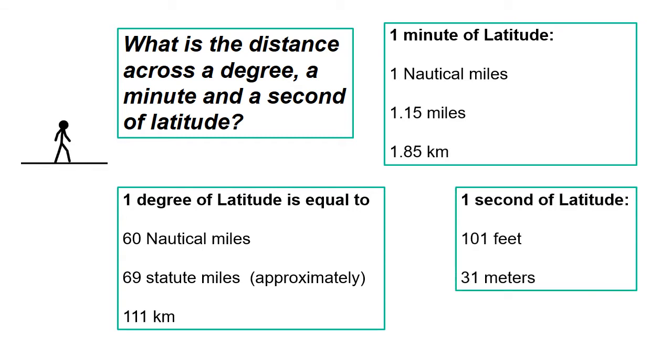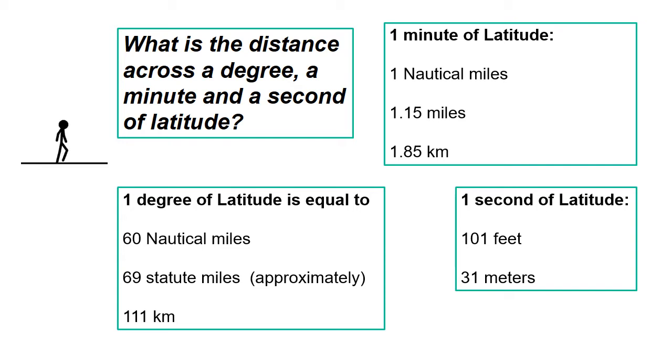The next thing that we're going to discuss is, well, how far is it across a degree of latitude? If you were to walk from the 35th parallel, which Pembroke is almost on, north to the 36th parallel, how far would you have to walk? Well, it's about 69 miles, or 111 kilometers. In nautical terms, it's 60 nautical miles.